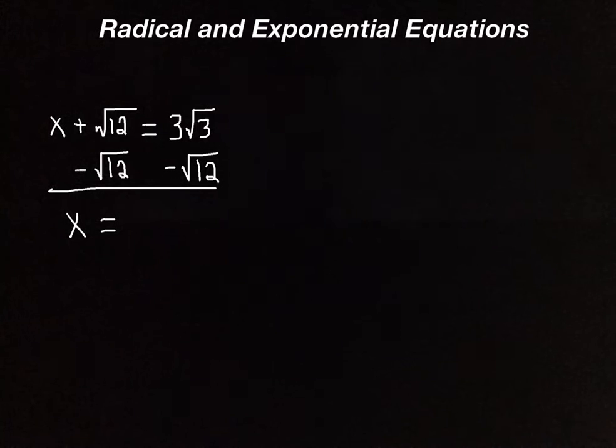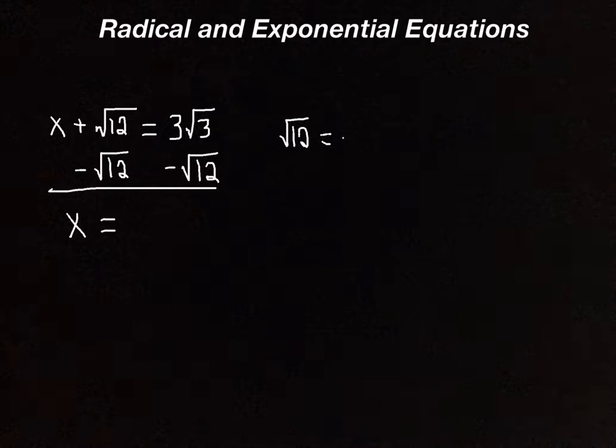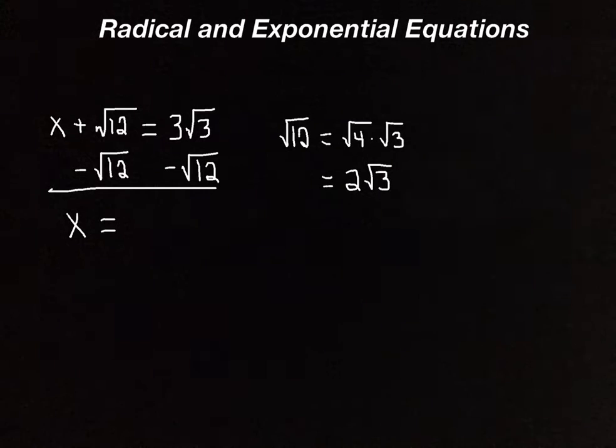So over here on the side, I'm thinking, all right, the square root of 12. Well, the square root of 12 has a perfect square that's a factor of it. It's the square root of 4 times the square root of 3, and the square root of 4 is 2. So I have 3 square root of 3 minus 2 square root of 3, which is 1 square root of 3. Or we could just put x equals the square root of 3.